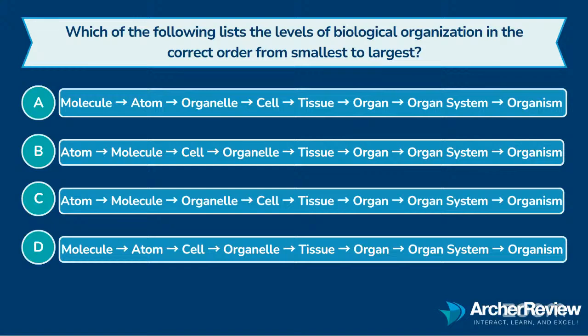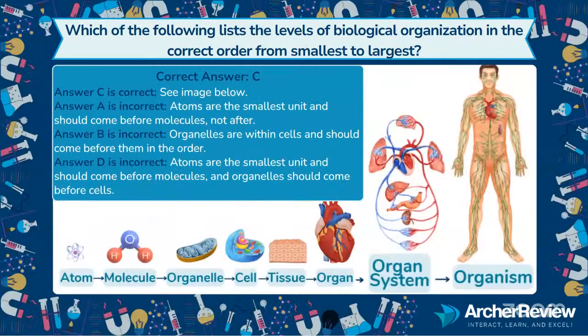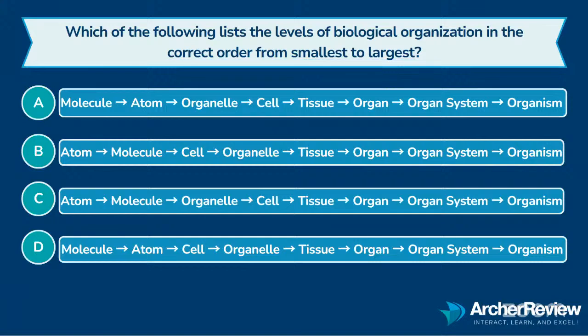Okay, how'd we do? Our correct answer is C. So let's take a look at our visual, and then I want to go back and focus on test taking strategies again. So C told us that atoms make up molecules, which make up organelles, which are inside cells, which work together to form tissues, which work together to form the organs within the organ system that makes up the organism.